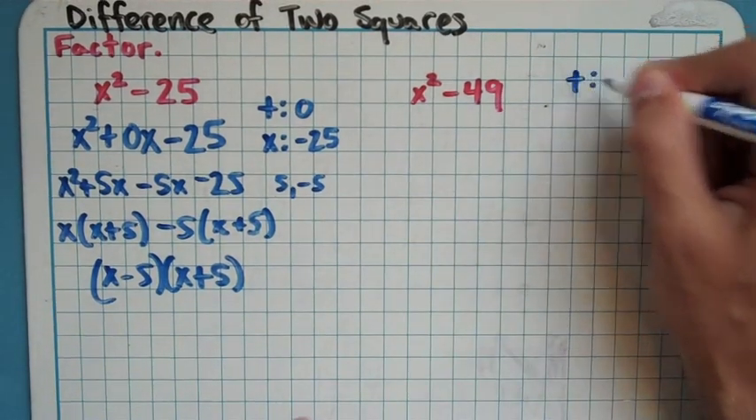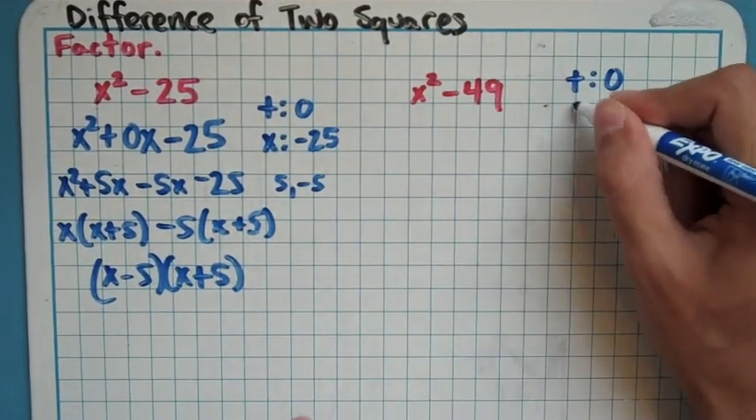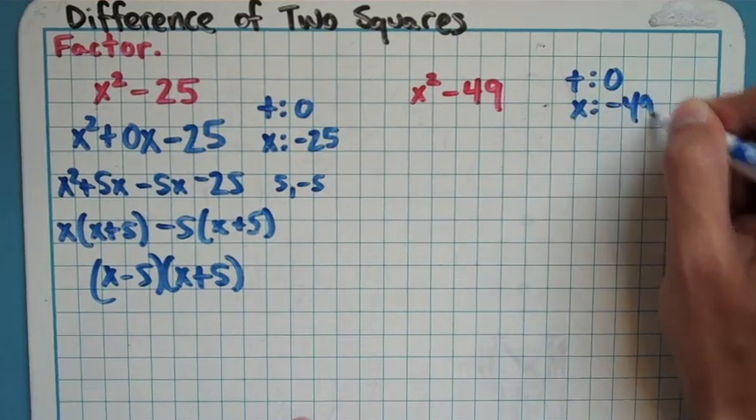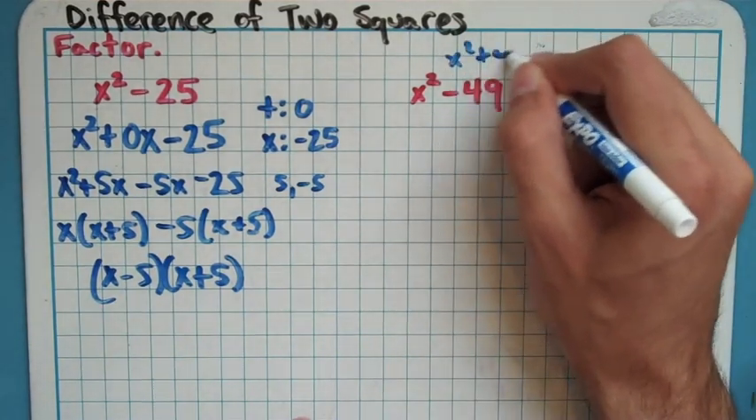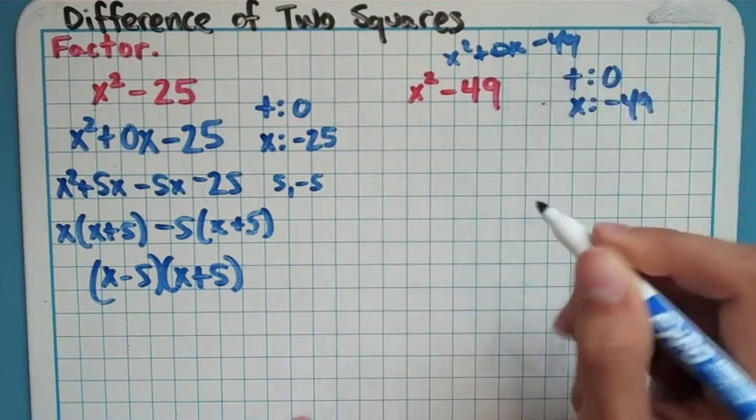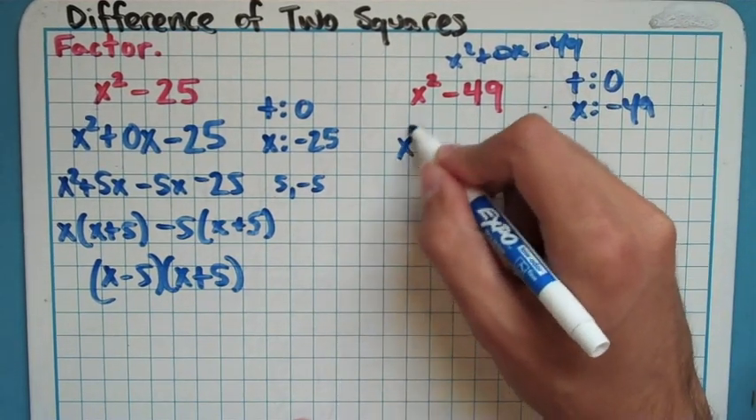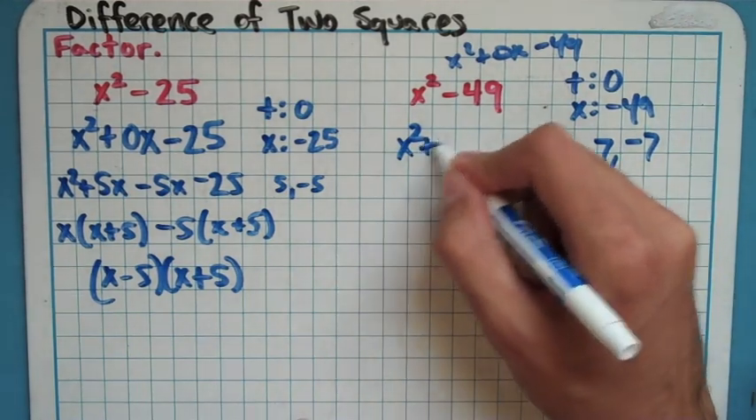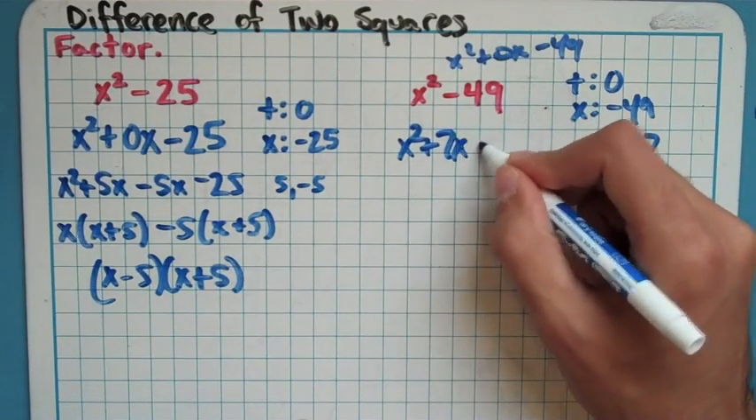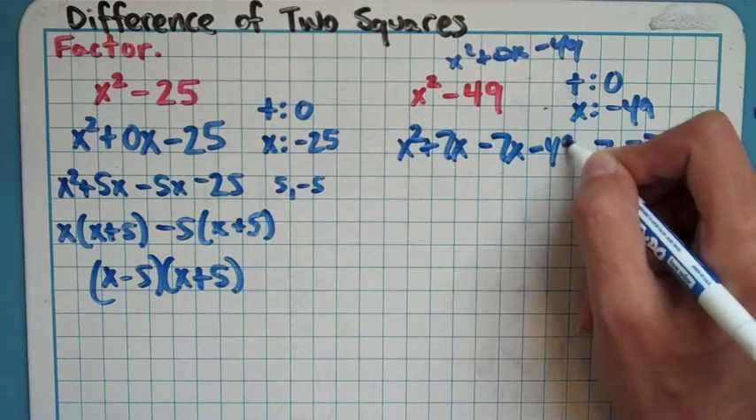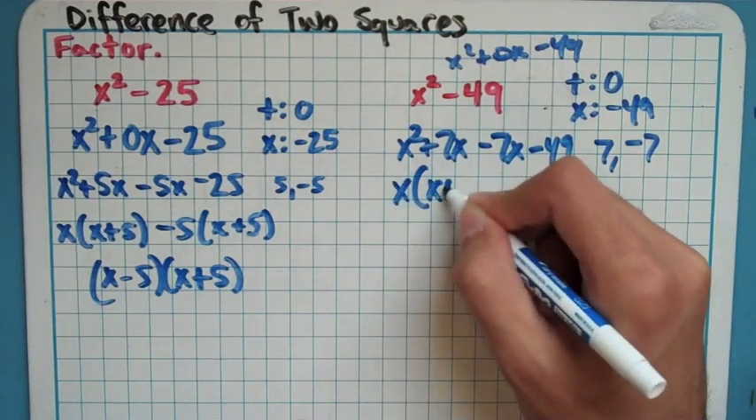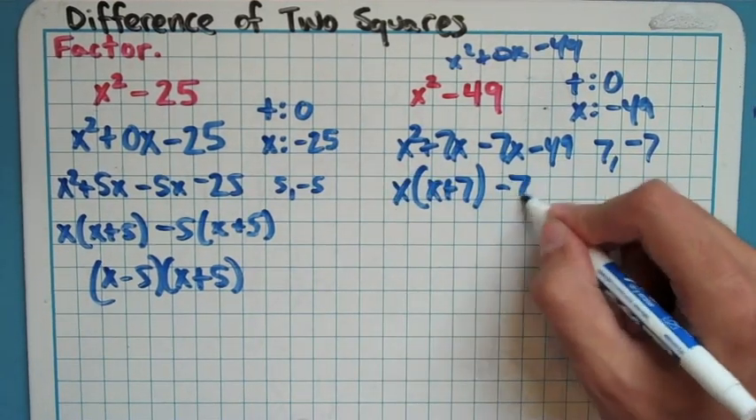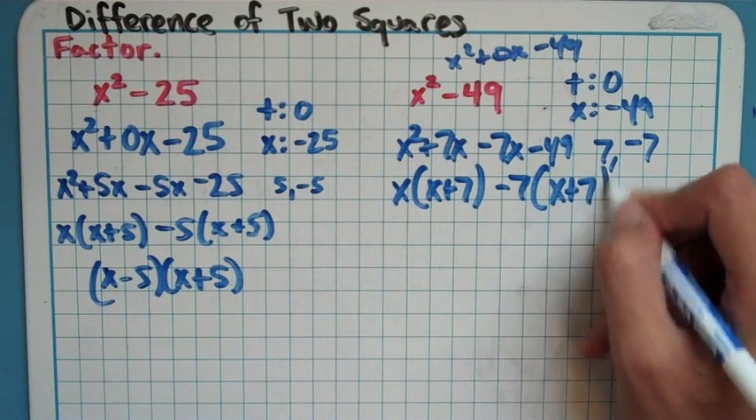You need two numbers that add to 0 and multiply to negative 49. Because it's like I put x squared plus 0x minus 49. And when you go through and you do the math, this one the numbers are 7 and negative 7. Trying to speed through the work here, but you just factor it like normal. And you will end up with x plus 7 times x minus 7.